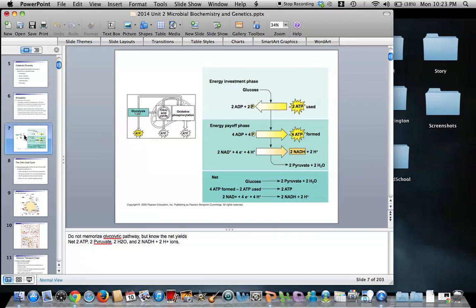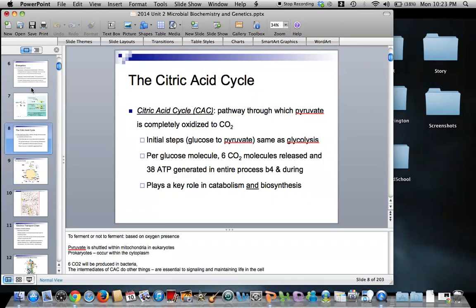This is more biochem stuff. You should just know that there's a net of 2 ATP, 2 pyruvate, 2 water, and 2 NADH and 2 H plus ions from glycolysis, which is this anaerobic form of respiration. Essentially, fermentation will contain glycolysis plus an extra step. It'll be either NADH reducing pyruvate, or there'll be an extra step in there. We'll get to that.